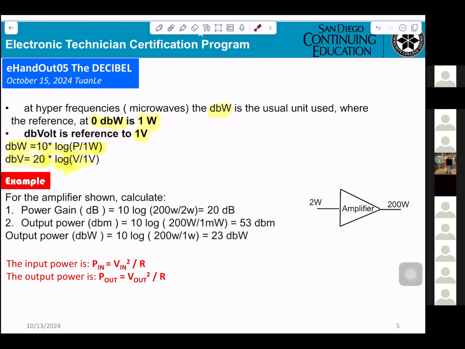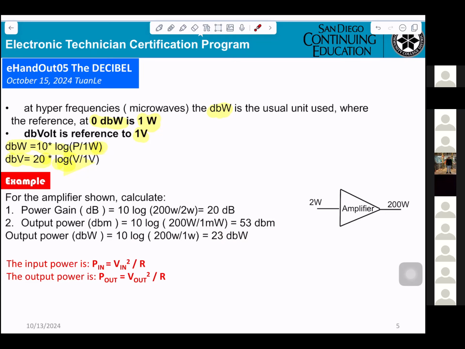Output power in dB watt equals 10 times log of 200 watt divided by 1 watt. You get 23 dB watt. That's what they're using, this formula.